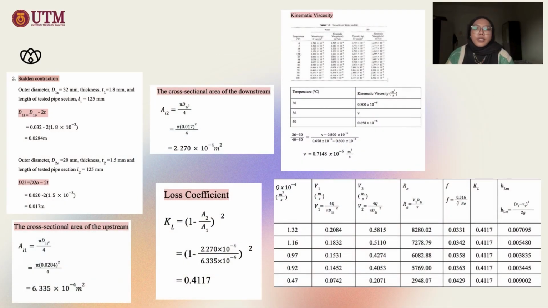And then the second one is for the sudden contraction. The data that has been given is the outer diameter, the thickness, and the length of the tested pipe section. As stated from the first one, we have to find the cross-sectional area of the upstream, the cross-sectional area of the downstream with that formula, and finding the loss coefficient. And then we still have to do interpolation to calculate the kinematic viscosity to be used in the table stated here. The difference between 1 and 2 is the formula for HLM.